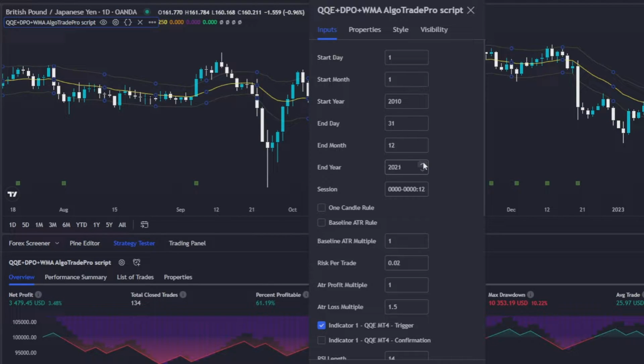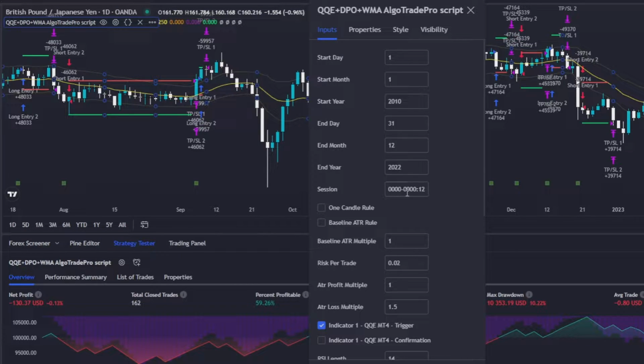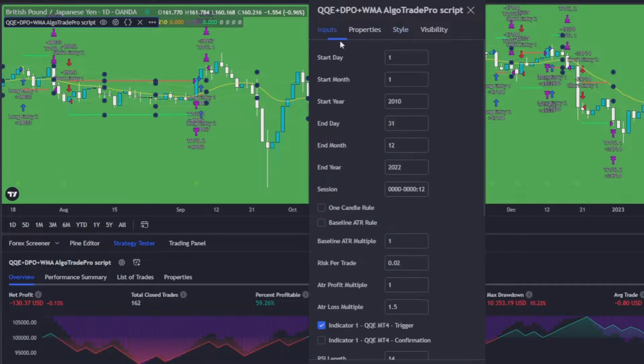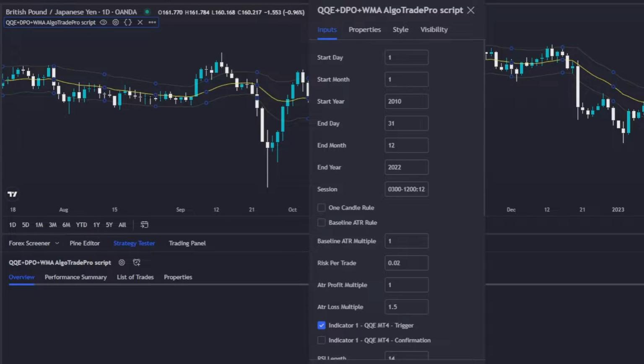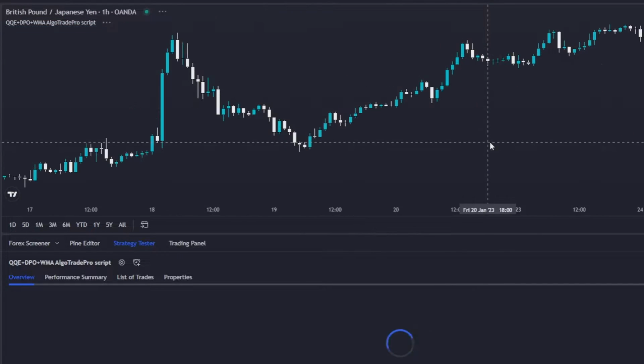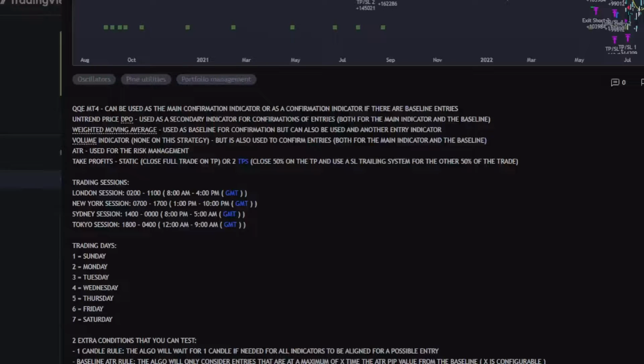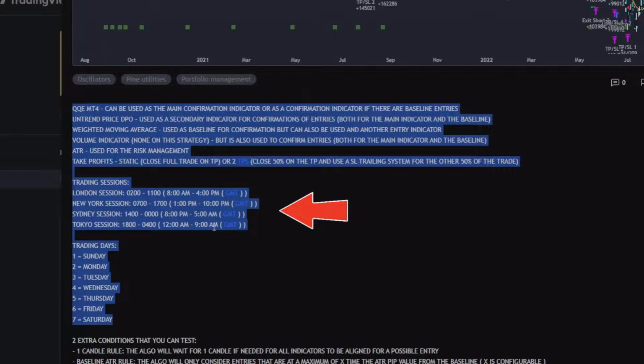As it is at zeros, it means that the algo will consider all time sessions, but if you want to use the London session, for example, you must put 0300 and 1200, and as you can see, it updates the session, visible by the green boxes that appear on the chart. In the description of the script, I have data about the remaining sessions.